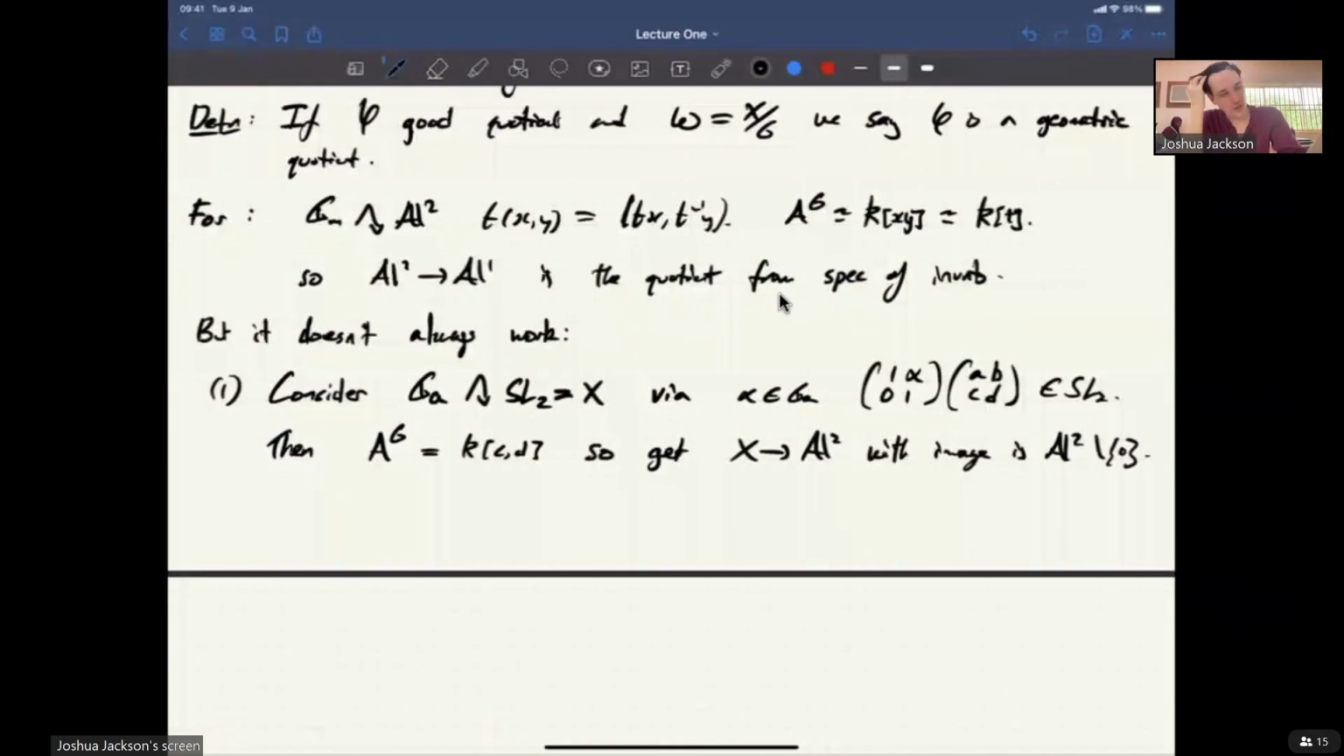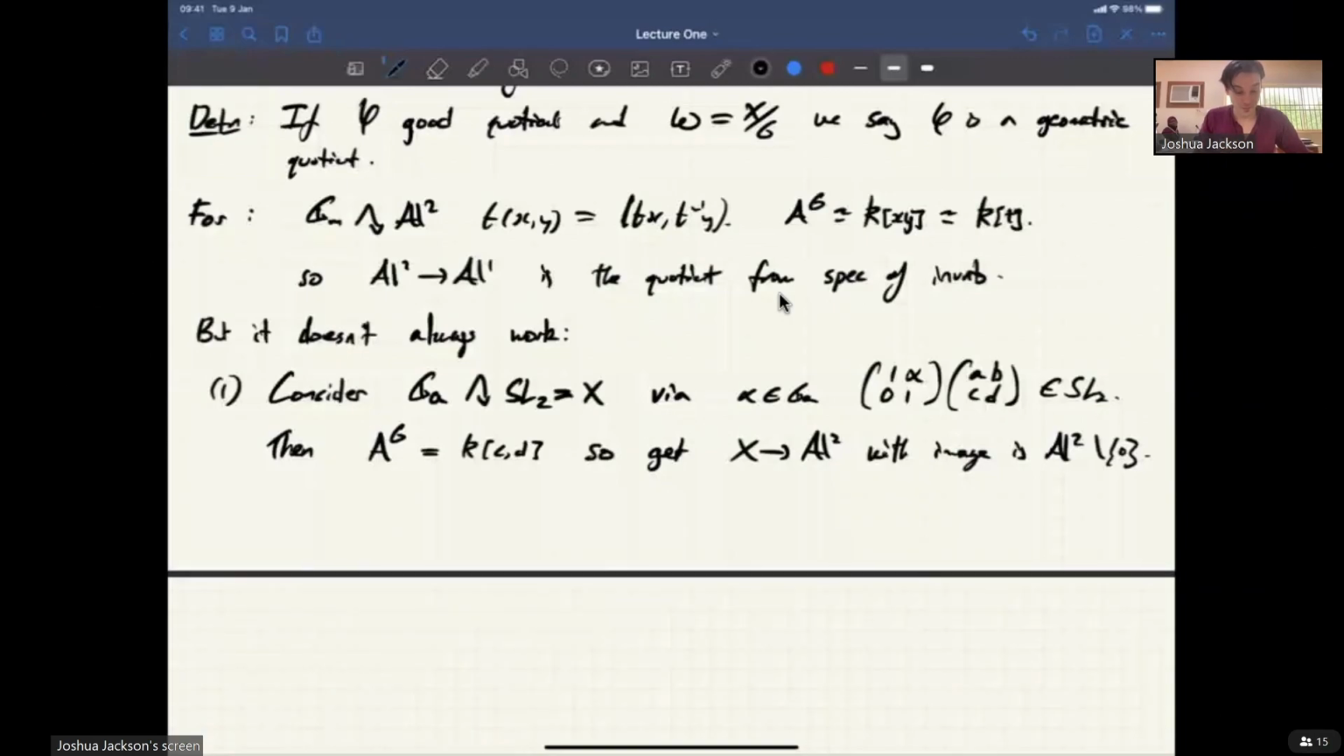And if you think about it, you can convince yourself that if I have a map which is not surjective, then it couldn't be a categorical quotient, because I ought to be able to remove some of the points that aren't in the image and make it smaller. So that's bad. The Spec of invariants does not always give you a surjective map.